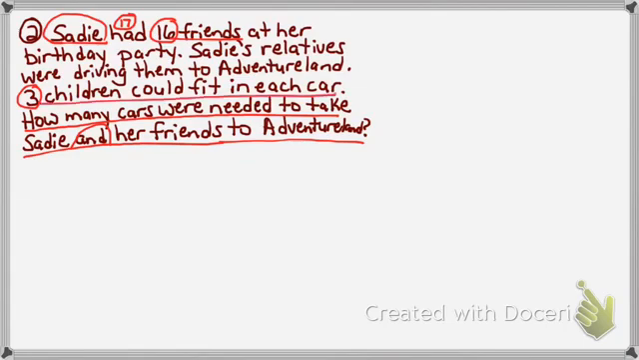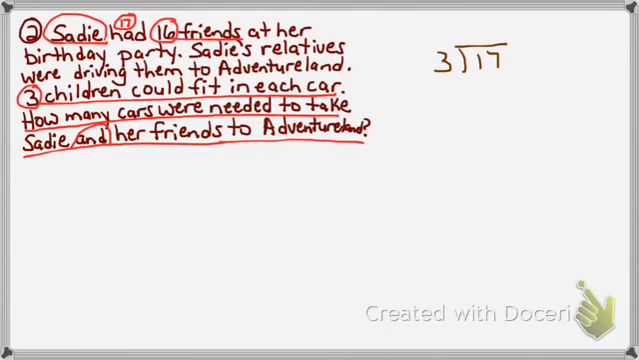We know that 3 children could fit in each car. So we know the total number of people that are going, or the total number of children, which is 17. Sadie and her 16 friends makes 17 children. And I know that 3 children can fit in each car. I know the total. I'm dividing it into small groups of the same size. That tells me this is a division problem. So I will say 17 divided by 3, since 3 children can fit in each car.